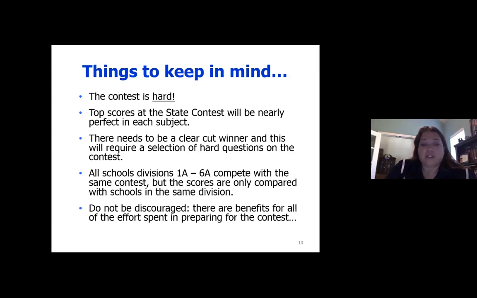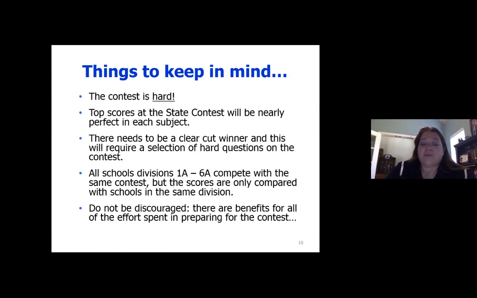I've already mentioned the fourth bullet point there, that all divisions will compete with the same contest. Everybody's taking the same test, but the scores are only compared with schools from the same division. So you're only competing against your own division.